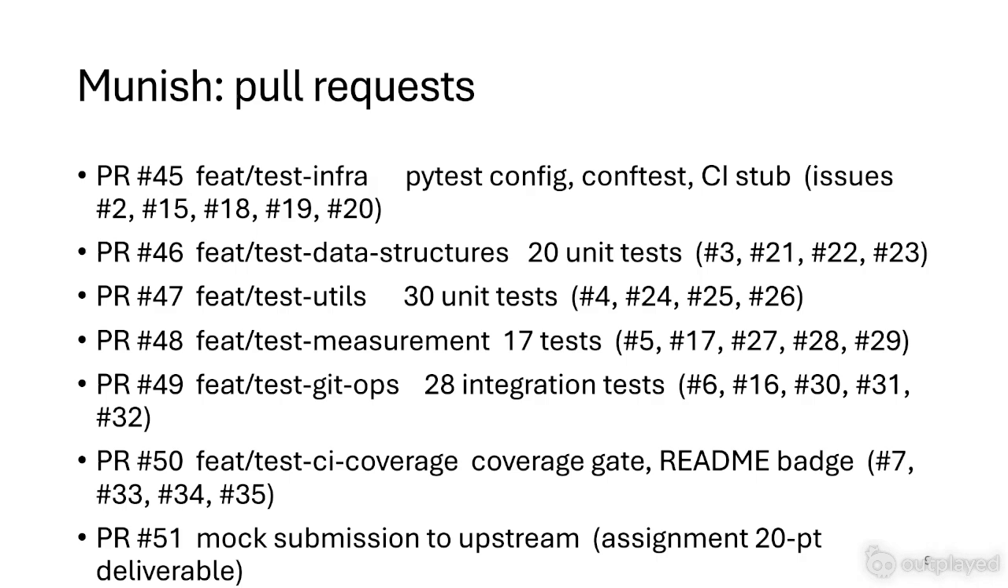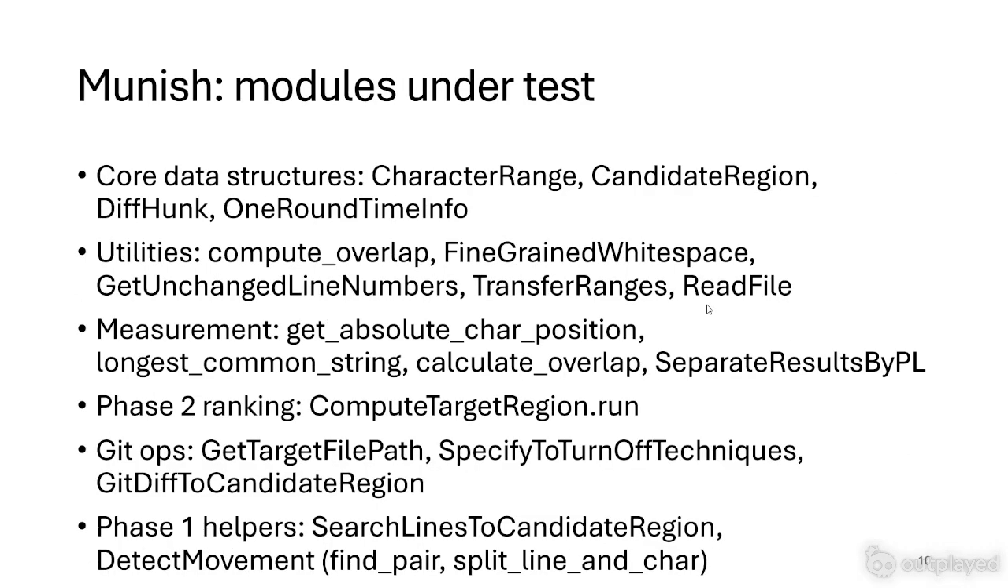These are all of the PRs that I took out for the PyTest configs, CI stubs, all that type of stuff. We can see that across different structures, there are different amounts of unit tests that were created or fixed for coverage. Under the module tests, I tested core data structures, utilities, measurements, phase 2 rankings, which was the compute target region, which was important to the real critical component of CodeMapper because at its end goal, we need to tell you how much code is changing between regions, between commits, and then phase 1 helpers too.